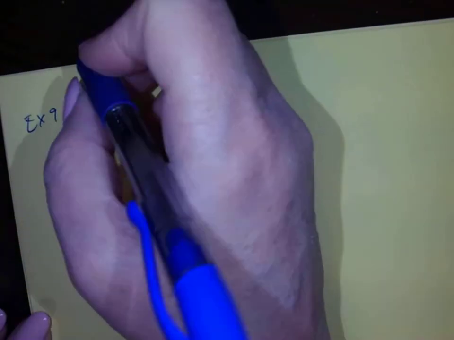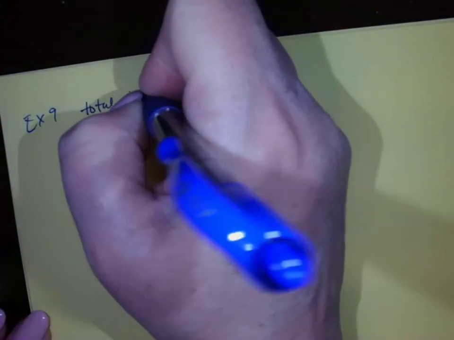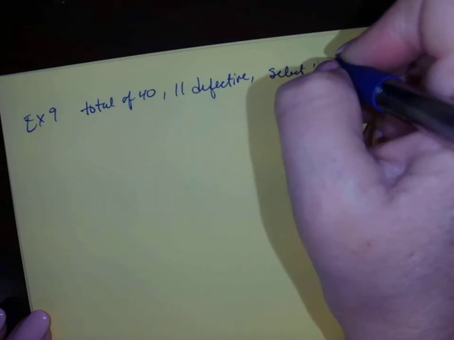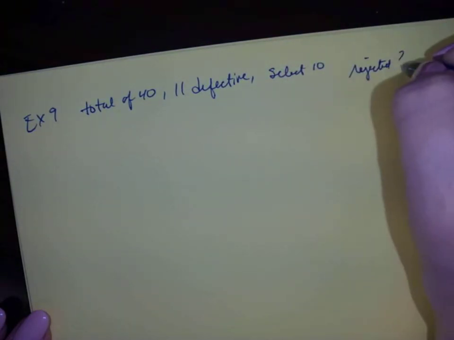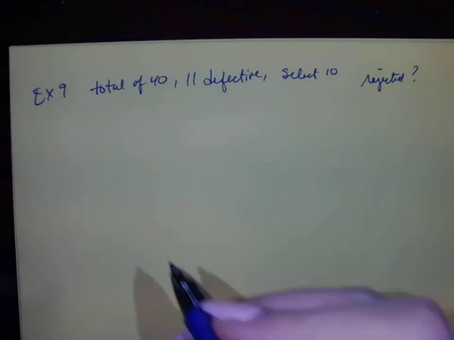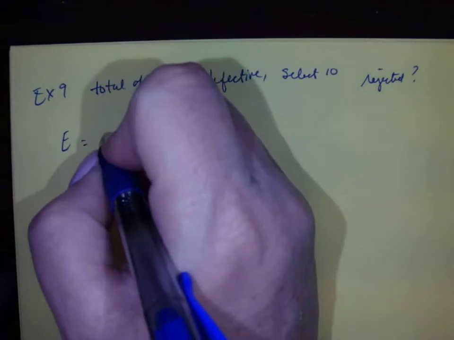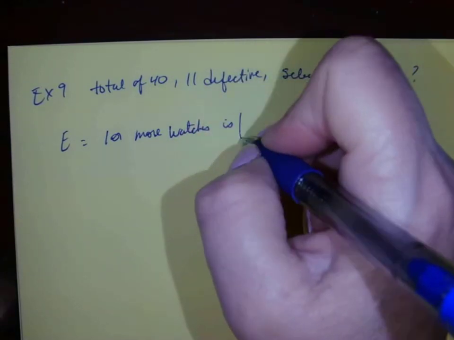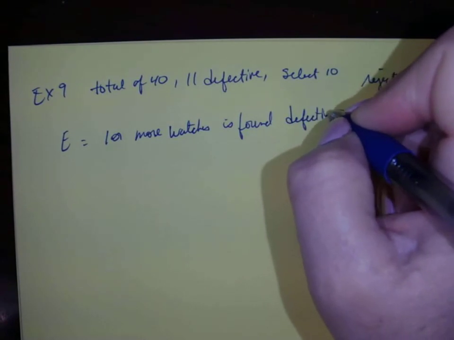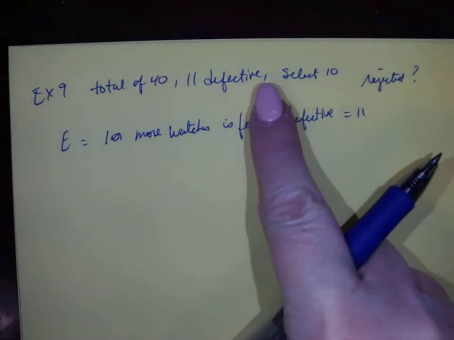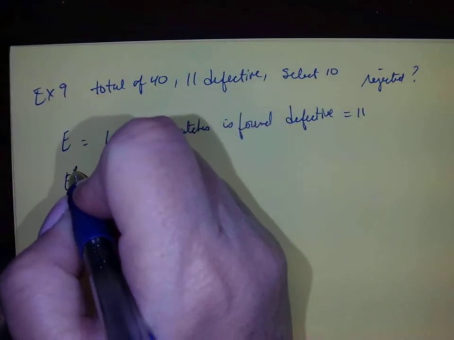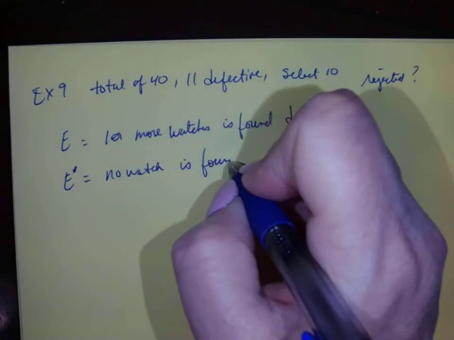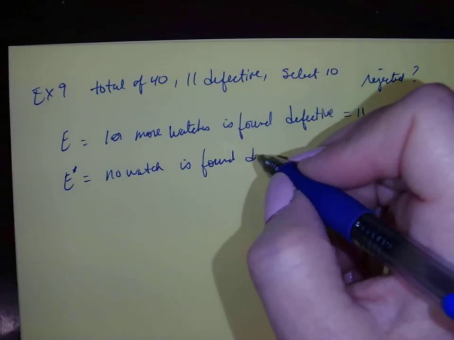All right, so again, we had a total of 40, and we're told that there are 11 defective. And we want to select 10 of those. And we're trying to find out, will it be rejected? Okay? So, for our E, the E is going to be one or more watches is found defective. And we know that that is a total of 11 because we have the 11 defective written right there. So the E complement will be no watch is found defective, or no watch found is defective, however you want to write it.